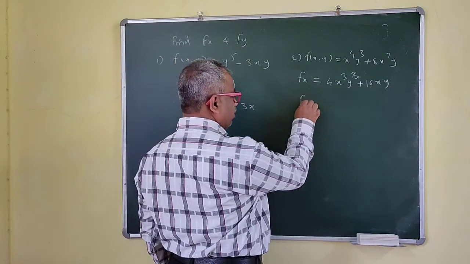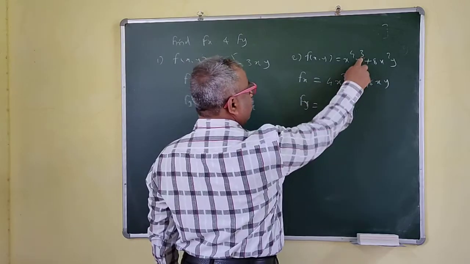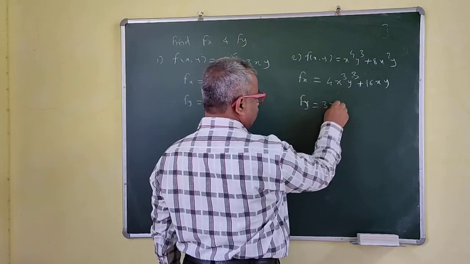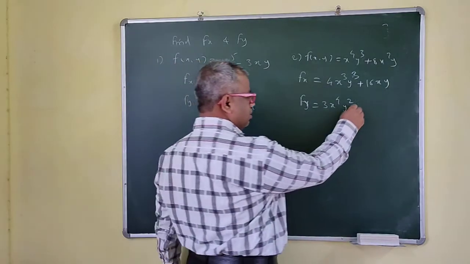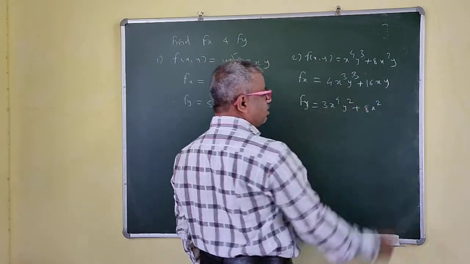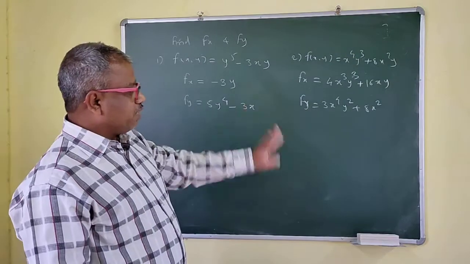Then fy. Derivative of y cube is 3y square. So this is x to the power 4 y square plus 8x square as it is, constant. So derivative of y is 1.